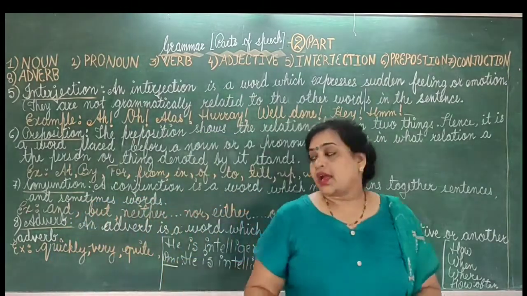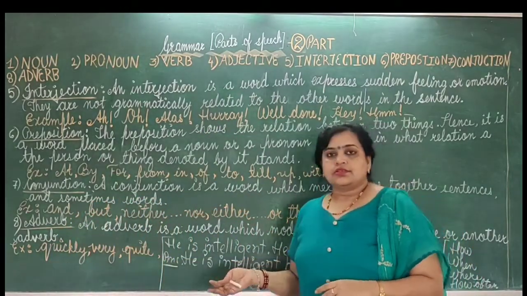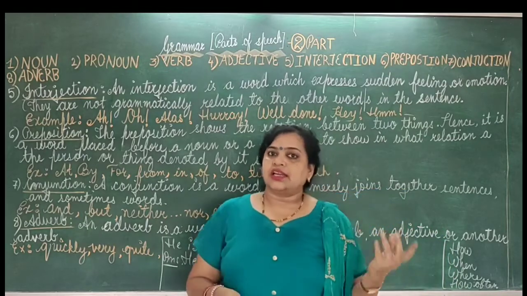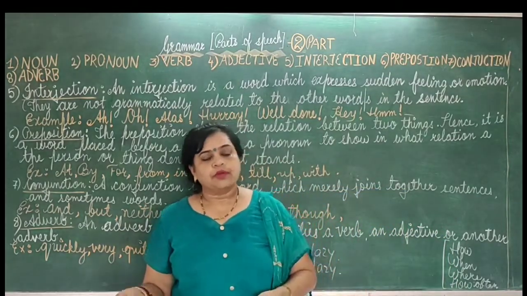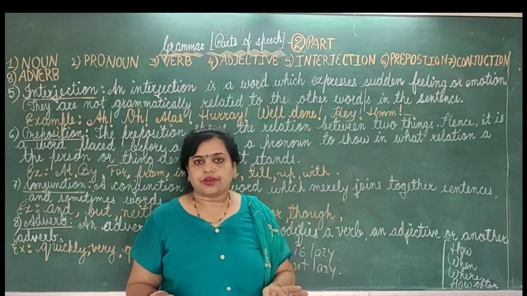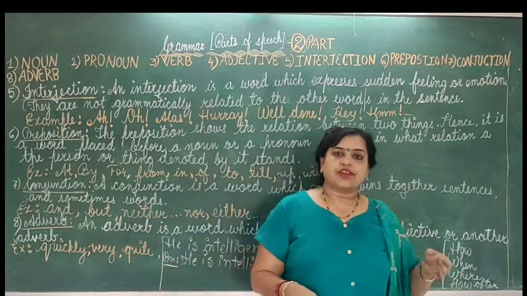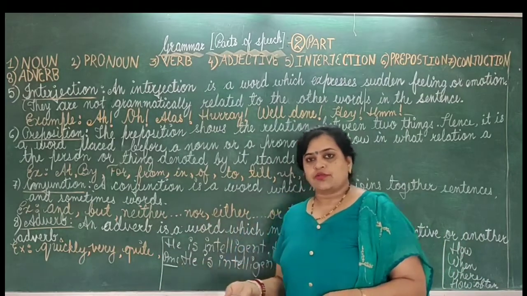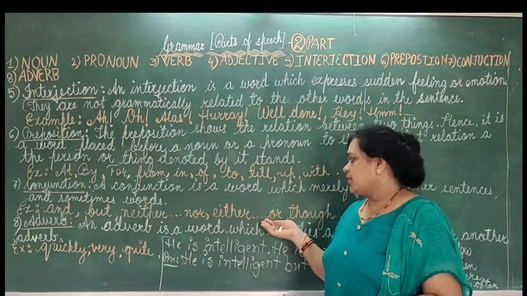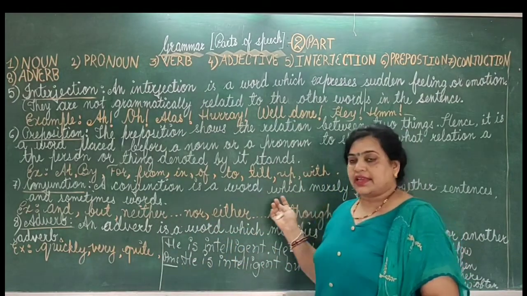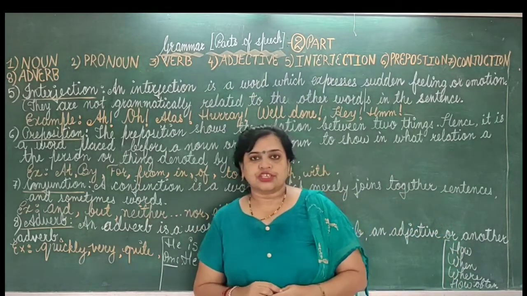Same way, either or. She prefers either tea or coffee. Means tea is also okay for her and coffee is also okay for her. She can drink tea as well as coffee also. So this type of examples are there for conjunction.